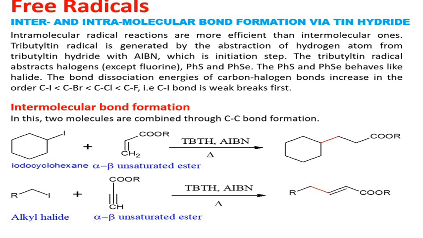The carbon from iodocyclohexane, the carbon to which iodine is attached, forms a bond with the beta carbon of the ester, the methylene carbon, the double bond CH2 carbon. There is a bond formation, and the double bond is reduced. This is an intermolecular carbon-carbon bond formation. Inter means between two molecules.